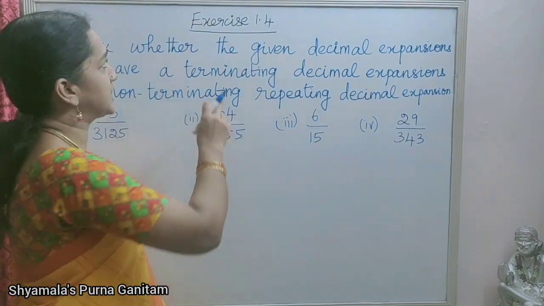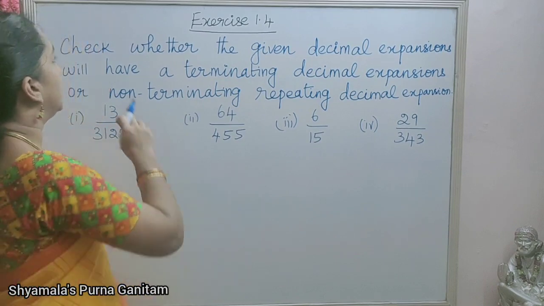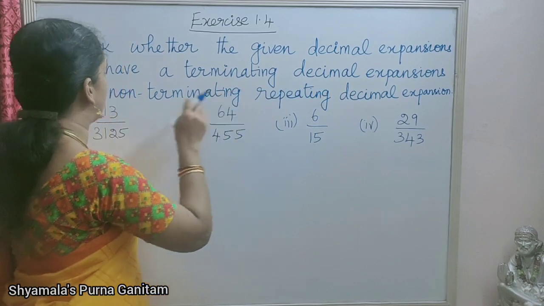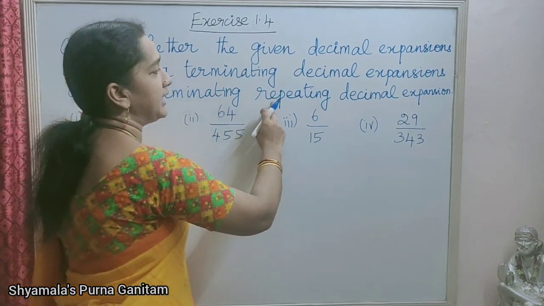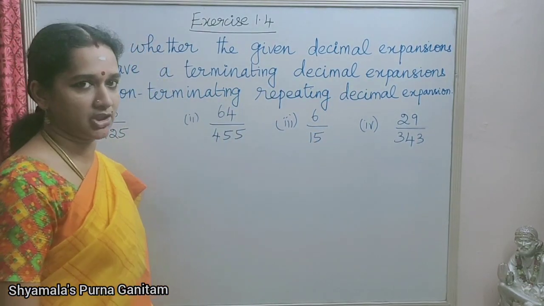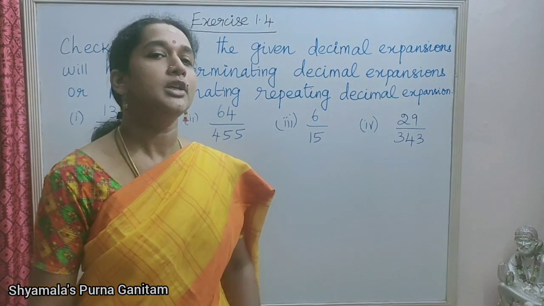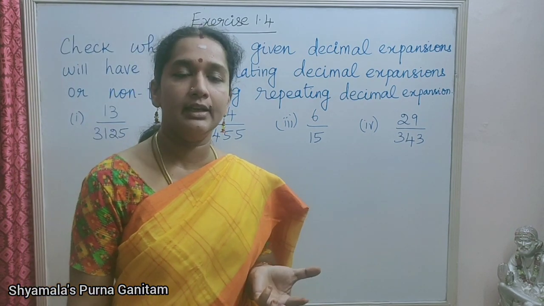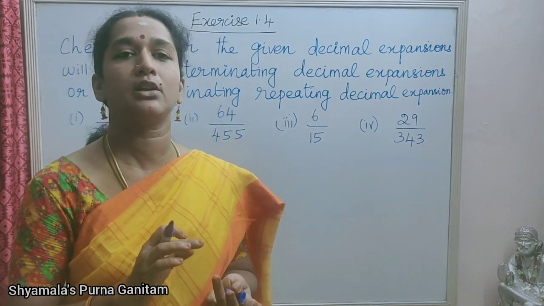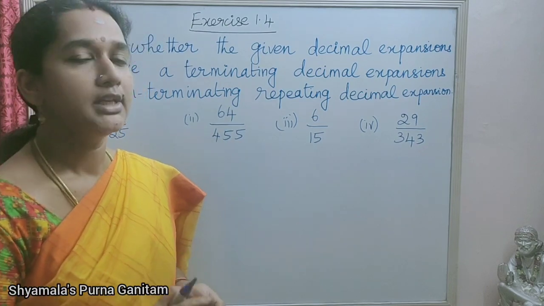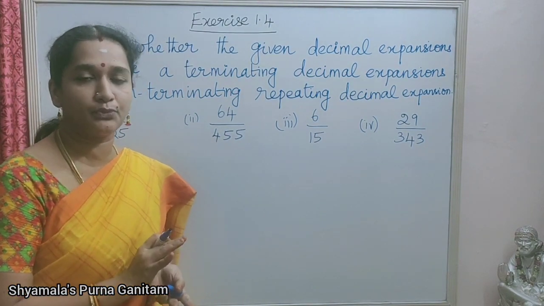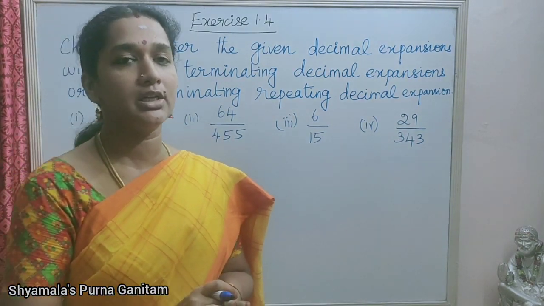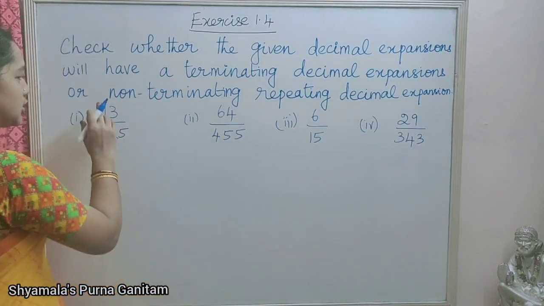Now, example sums, exercise 1.4. Check whether the given rational numbers will have terminating decimal expansions or non-terminating repeating decimal expansions. For this, as I told you, the denominators should have either a factor of 2 or a factor of 5 or factors of both. If it has factors of these, then they will be terminating. If it is not that, they will be non-terminating decimal expansions. Okay, so we will check this.